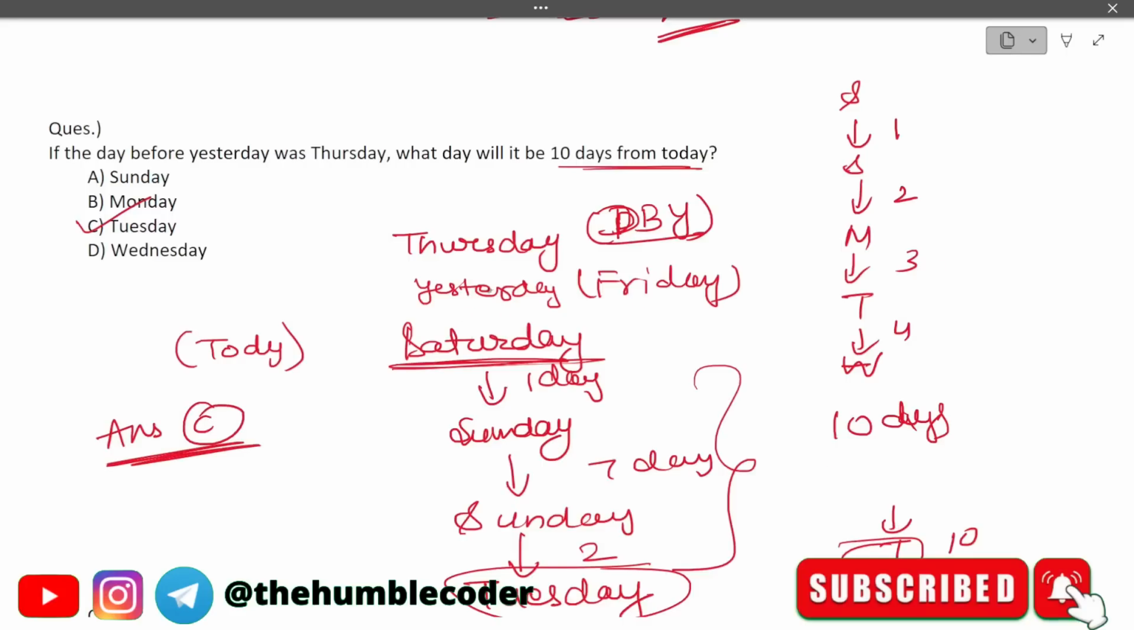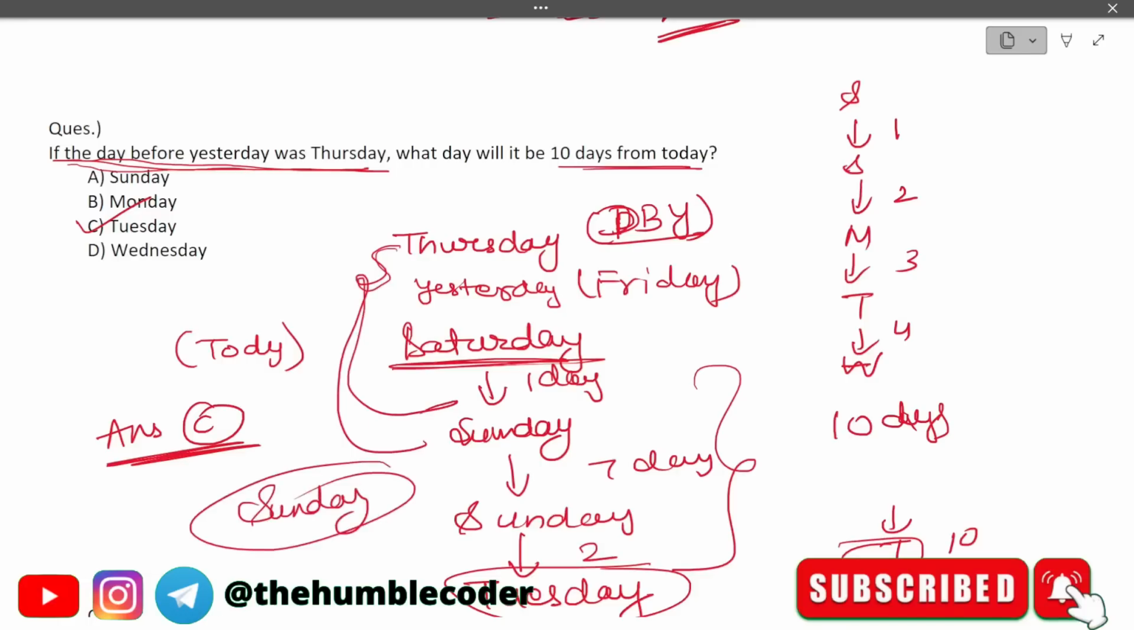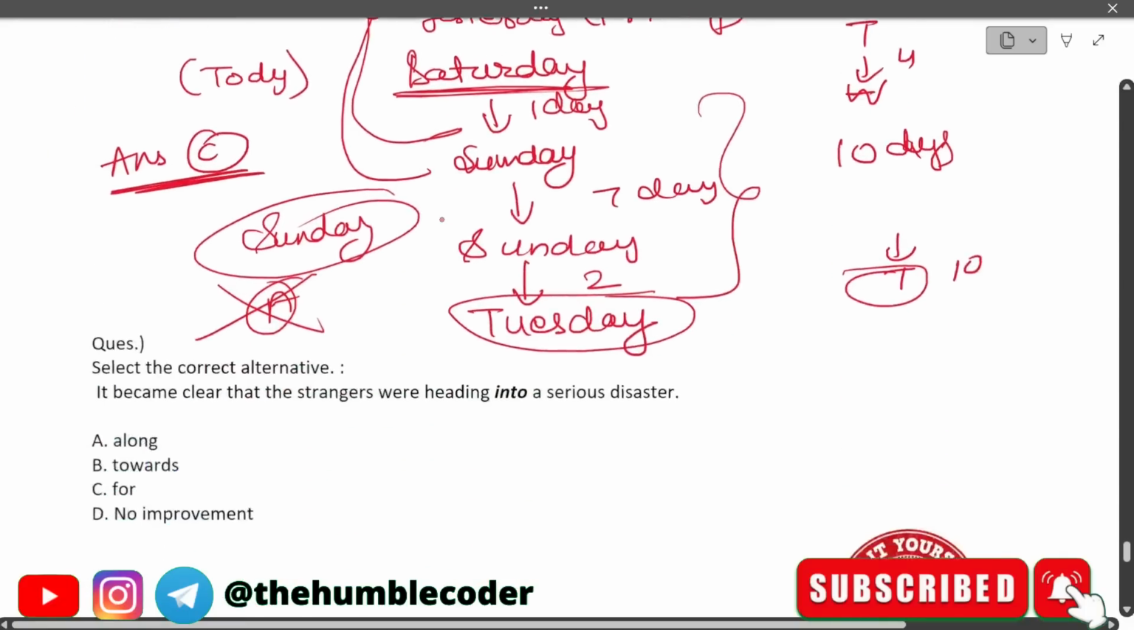And one important factor in this kind of question is that initially they try to confuse you with a statement. They say that the day before yesterday was Thursday. So what many students will do is they will try to count 10 days from Thursday, and then they will reach what? Sunday, and they will think Sunday is the correct answer and mark option A. But no, option A is not correct, because you have been asked to find the 10th day from today. So today is Saturday, so the 10th day from today is going to be Tuesday.